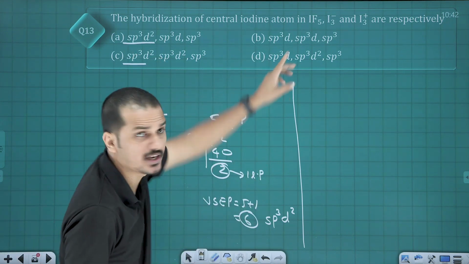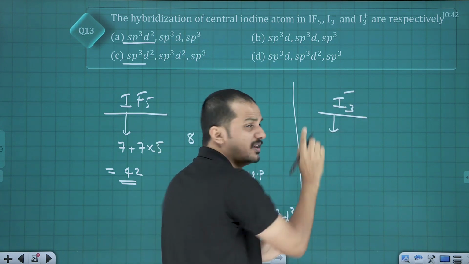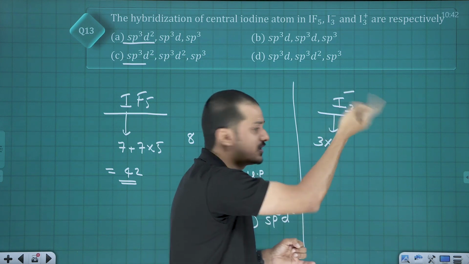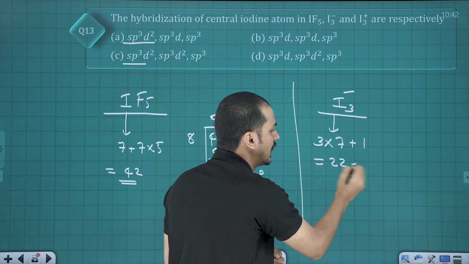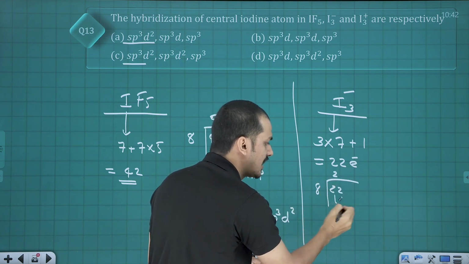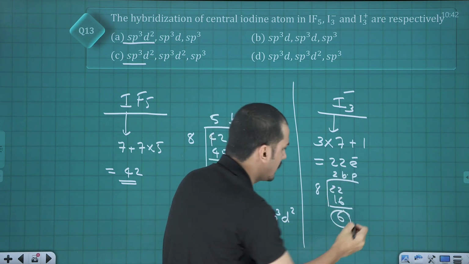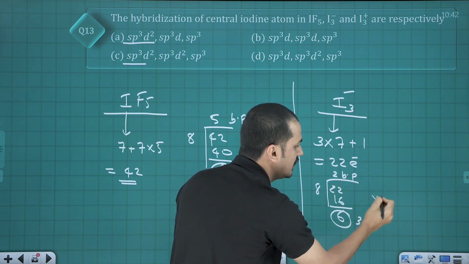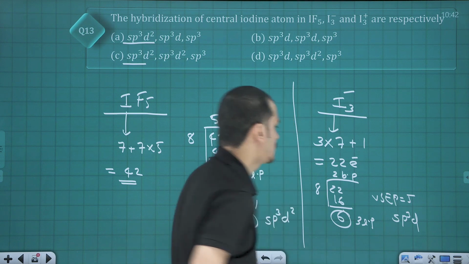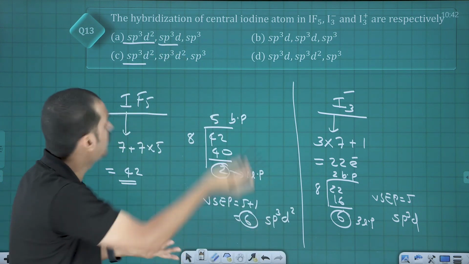Next, again we are having I3 minus. What about the case of I3 minus? Iodine valence electron is 7. Like that 3 iodine are there, and minus 1 means we have to add 1 electron. So 22 electrons. 22 divided by 8, how much will I get? 2 8s are 16, remainder is 6. So 2 bond pair, and this 6 I have to make as pairs, 3 lone pair. So adding, VSEPR equal to how much will I get? 5. 5 means sp3d. So the second one should be sp3d. So the answer we got already, option A.